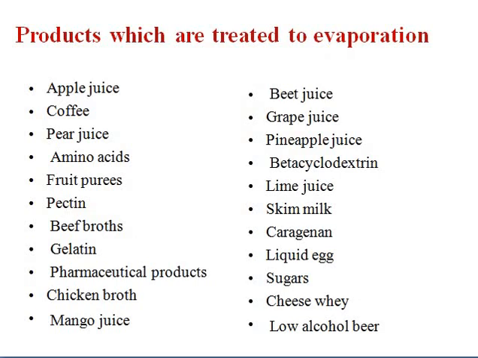Now these are some products which can be obtained with the help of these evaporators. In food products, we can do the evaporation in apple juice, in coffee, in some gelatin food products, in liquid eggs. So there are lots of examples. If you want to concentrate these food products, with the help of evaporation we can do this.